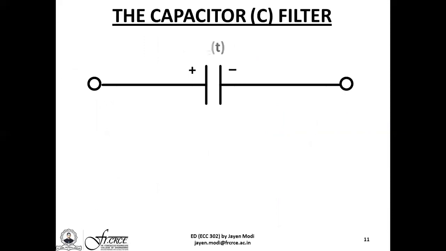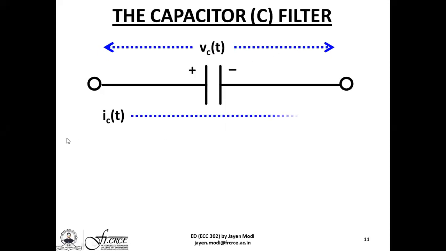Here, Vc of t indicates the voltage varying with time across the capacitor. The small v is chosen purposely because this is nothing but the instantaneous value defined at each and every point in time. C stands for capacitor, and this is the voltage across it. And you have a current given by the value Ic of t flowing through it. Both are currently varying with time.